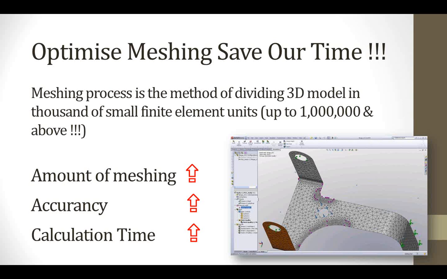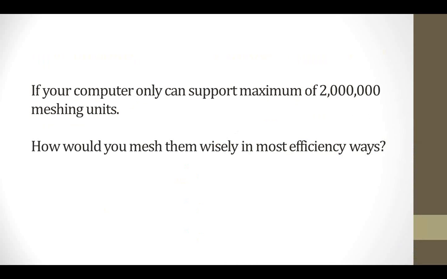Maybe some computers can support up to 1,000 mesh cells only, or maybe some supercomputer can support up to 10 million. So this webinar is to teach you how to use SolidWorks Flow Simulation to optimize the meshing. Now I'll ask you, if your computer can only support a maximum of 2 million mesh units, how would you plan the meshing? How would you mesh wisely to generate an accurate answer in the most efficient way?